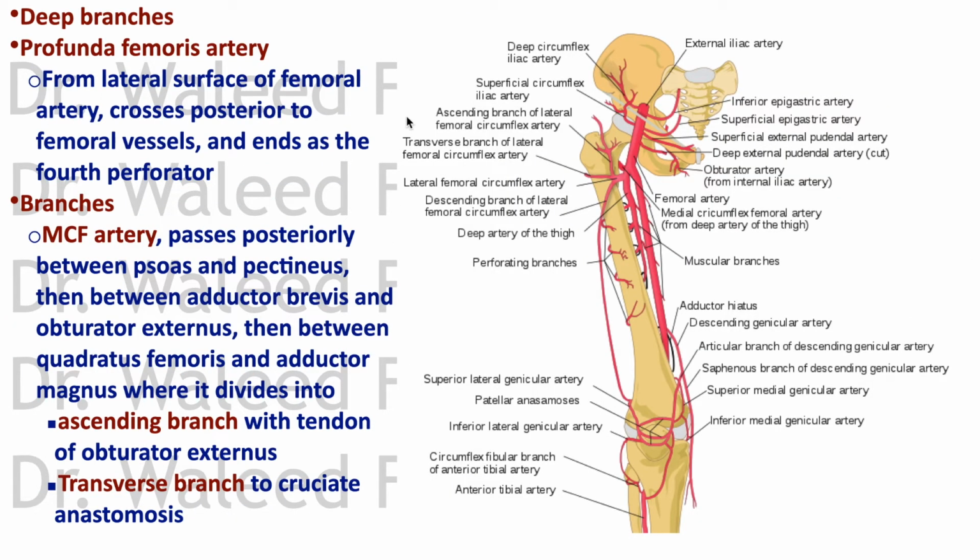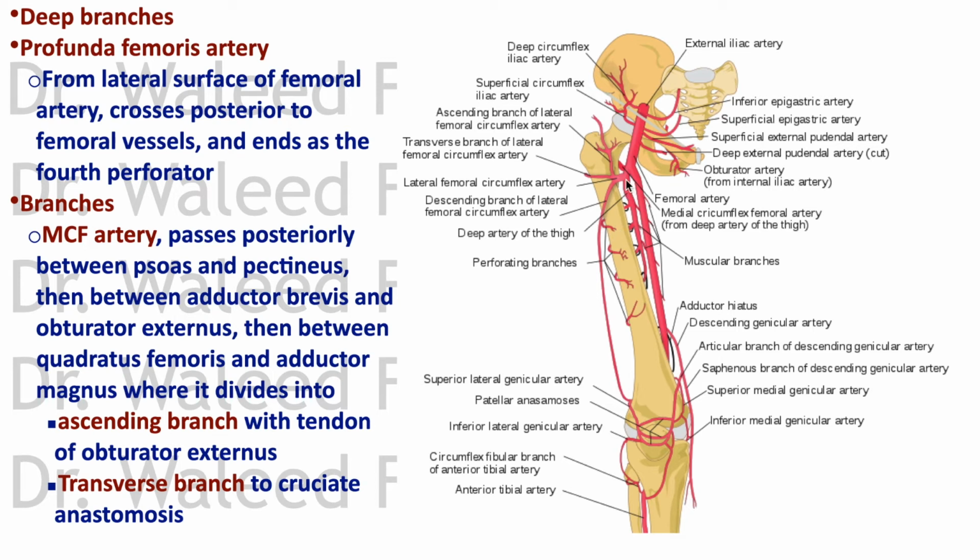The deep branch is the profunda femoris artery, or the deep artery of the thigh. It arises from the lateral surface of the femoral artery. I was asked this before as a multiple choice question. It sends its branches as perforators around the femur and ends as the fourth perforator. It crosses behind the femur and pierces the lateral intermuscular septum, and the perforators end in the vastus lateralis.